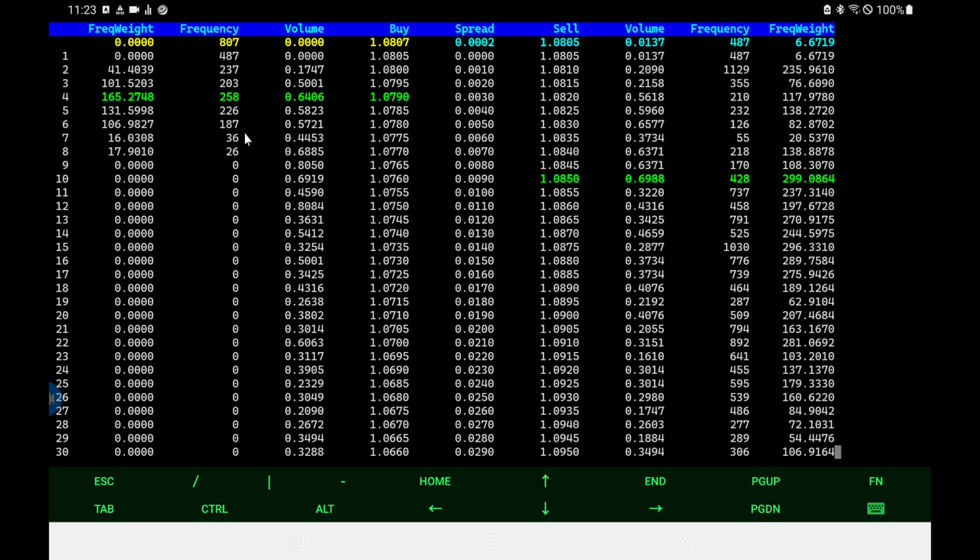And that's where frequency weighting shines the best, because it counts the prices that have actually been seen, and then it weights the order book based upon that information. So we have seen 1.079 258 times, and it has a 0.64% volume level for the order book. So that is why it is given the highest weight of the order book on the buy side. That is very critical information.